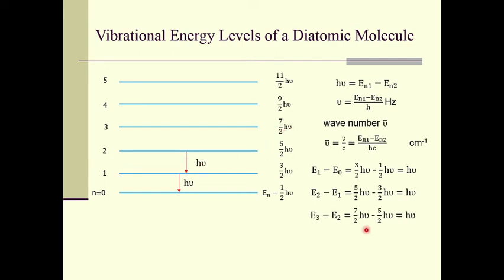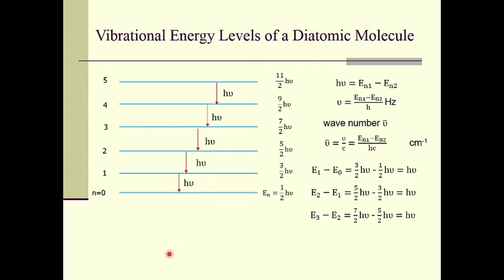Again, if we take the n is equal to 3 to n is equal to 2 transition, so E3 minus E2 is equal to 7 by 2 h nu minus 5 by 2 h nu, which is equal to h nu, and that transition is shown here, right? So similarly we can get all the transitions, right? So all the transitions here, they are giving the same frequency or same energy, right? So all the transitions, they are giving the same frequency.